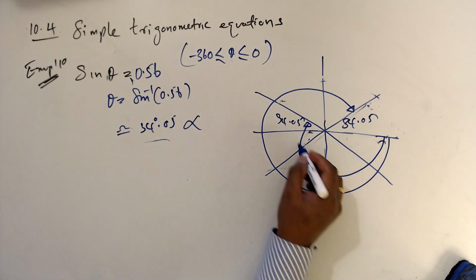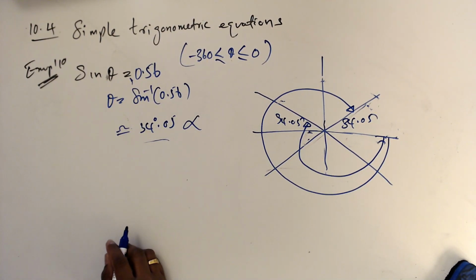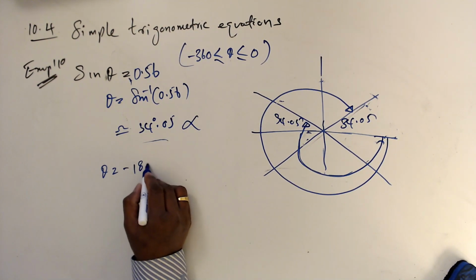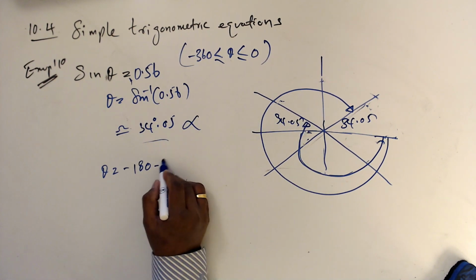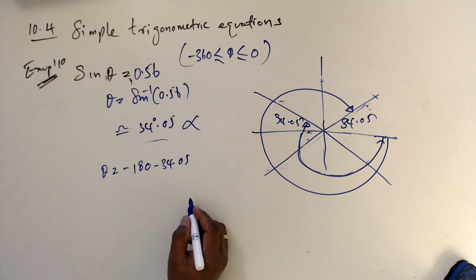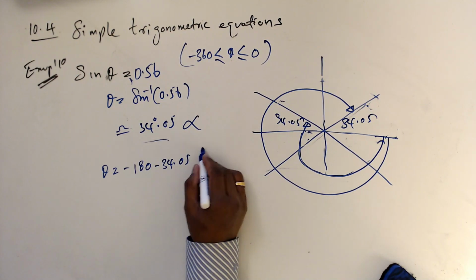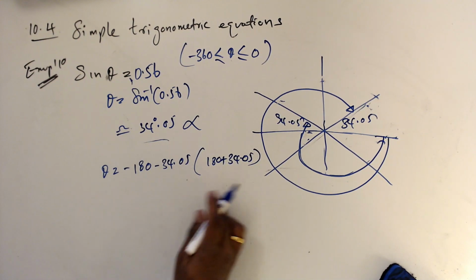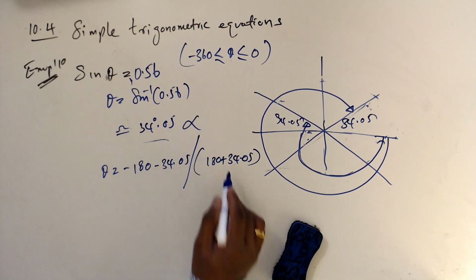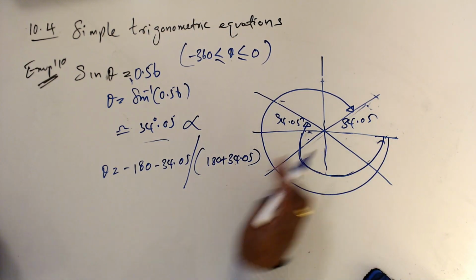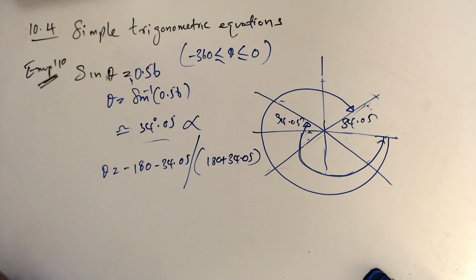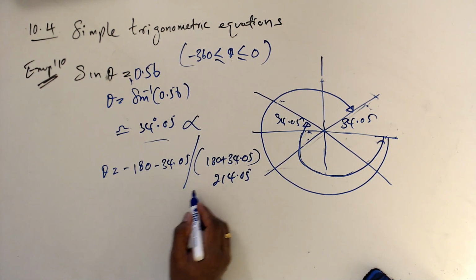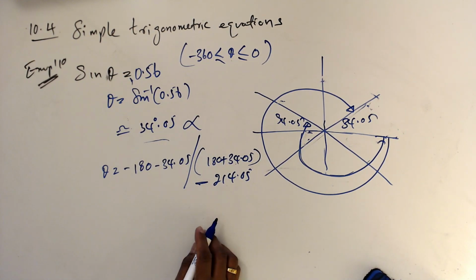The first one is 180 plus 34.05. Actually, we are measuring minus, from here to here. Or simply you can add those two together, 180 plus 34.05, and give the negative answer. That is the easy way. You measure this one, 180 plus 34.05, so this is 214.05. Now simply put the minus value.